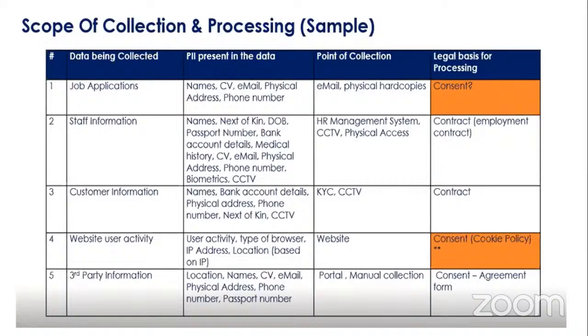A number of you are employed, and in your organization, you hold specific information in regards to the staff. So there are things such as the names, the next of kin, date of birth, maybe their passport number or ID number, the bank details, their CVs. All that you can classify as personal identifiable information.